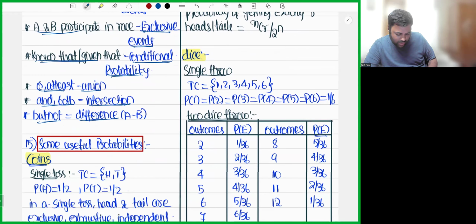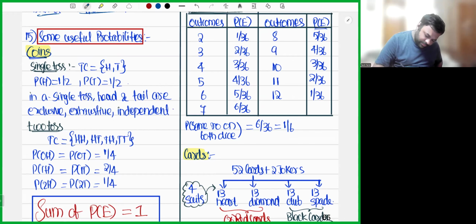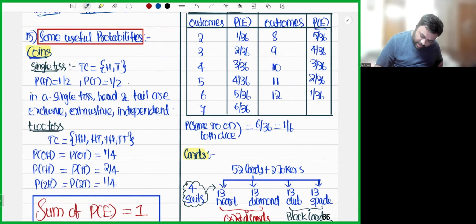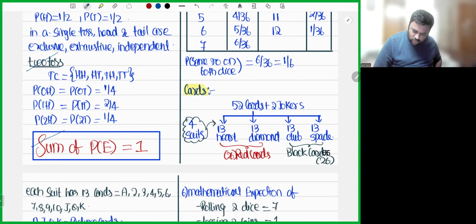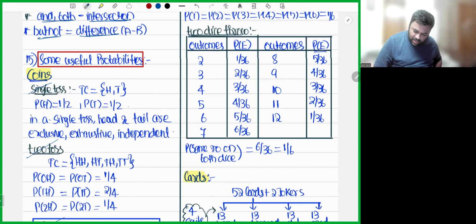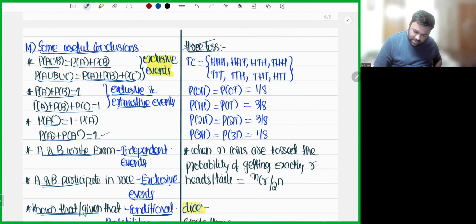Next, some useful probability. Already single coin, single toss we have done, right? In a single toss, head and tail are exclusive, exhaustive, and independent. We have discussed this also. Next, two tosses are there. Even this we have discussed. Next, I said sum of probability is always equal to 1. Next, three tosses are there. This also we have discussed.